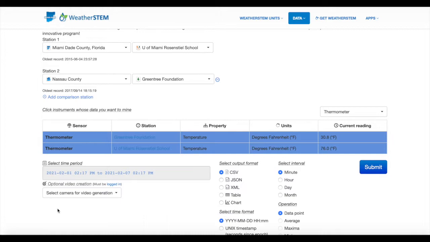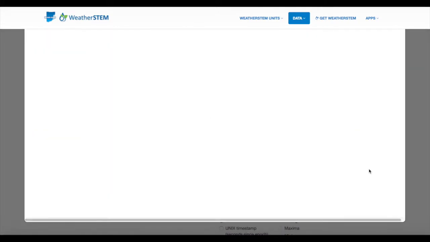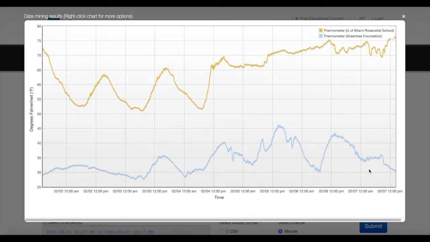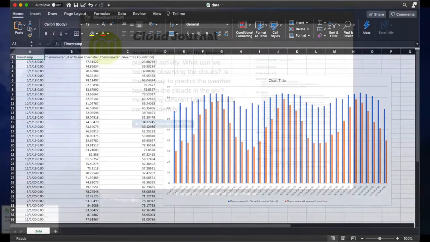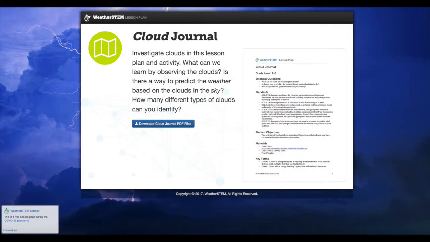Either provide monthly data from different stations in the WeatherSTEM network or have your students retrieve the information themselves by using the data mining tool. This activity could be done in conjunction with math lessons on learning how to graph and plot data via spreadsheet software or by hand. The WeatherSTEM Cloud Journal Lesson Plan is another educational resource that could be used with this standard.